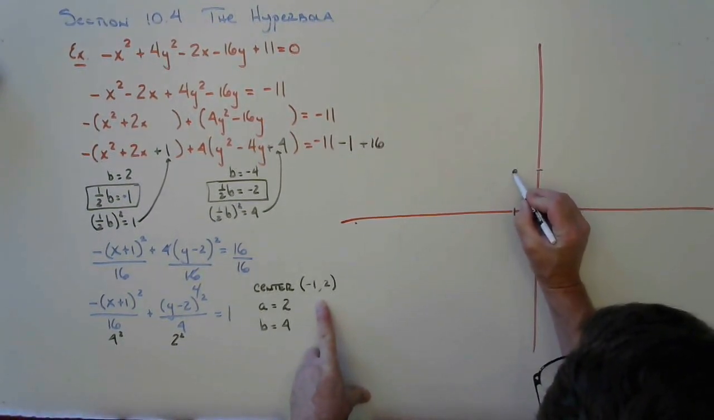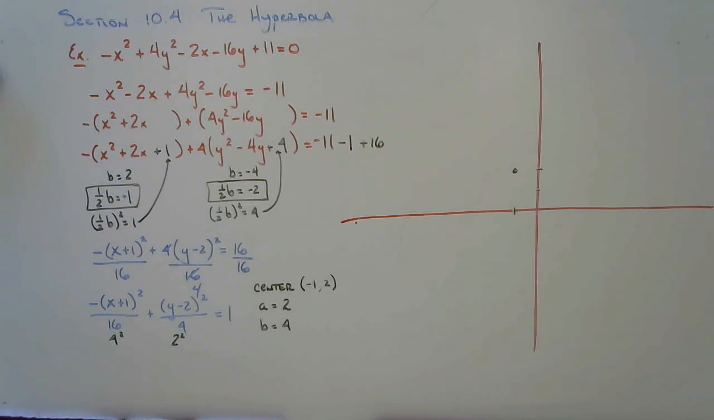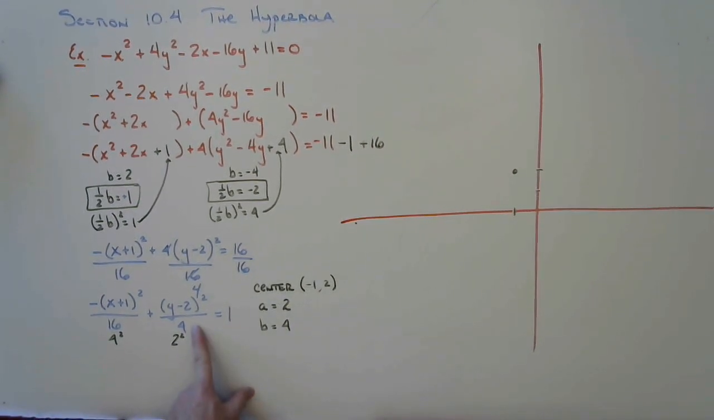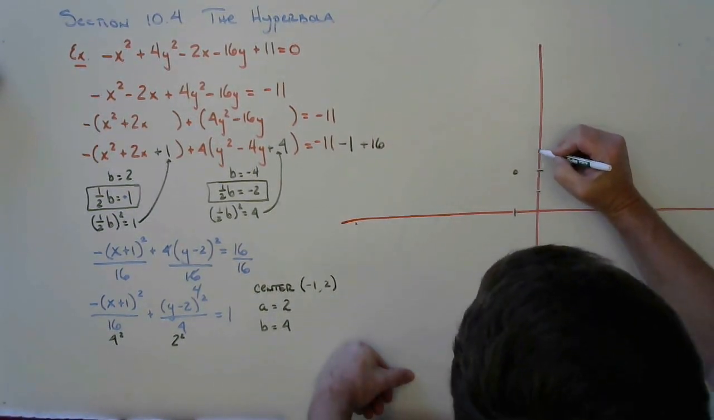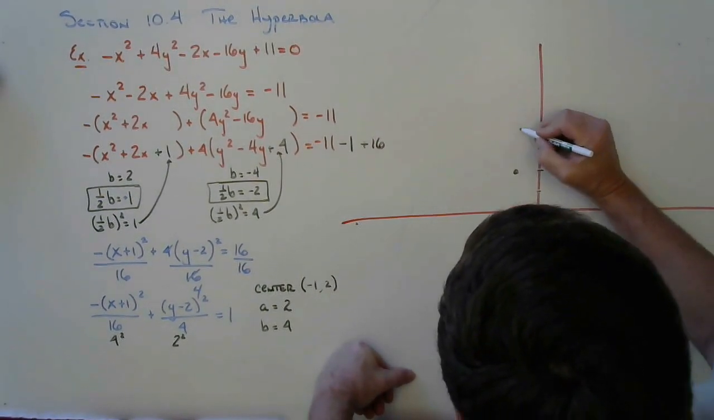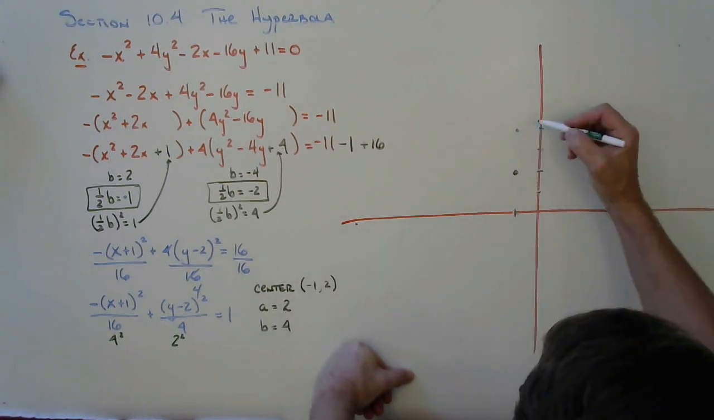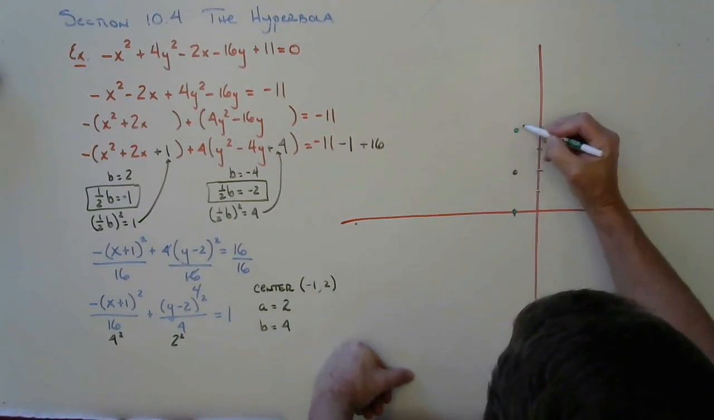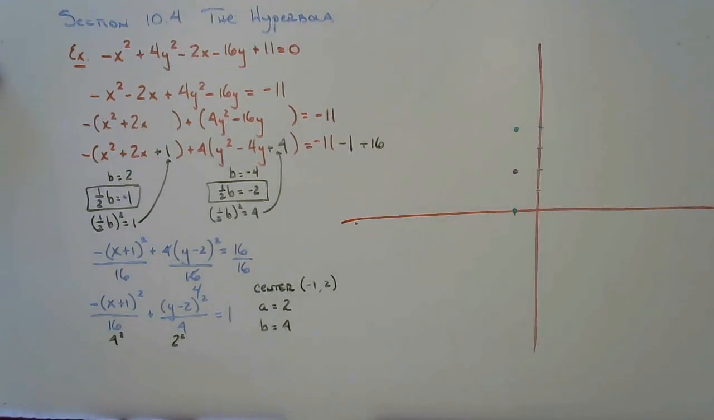This is our center. That's our center, negative 1, 2. Now, we start doing our counting. A is 2. A is under the y. So we're going to go 2 in the y direction, up 2 and down 2 in the y direction.